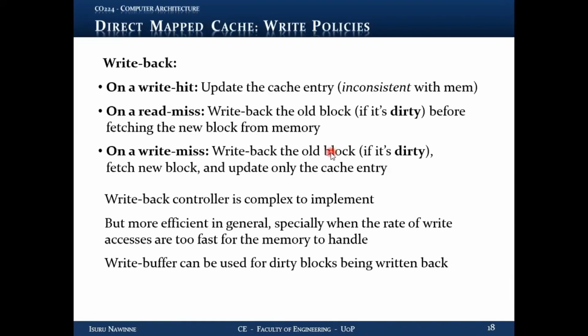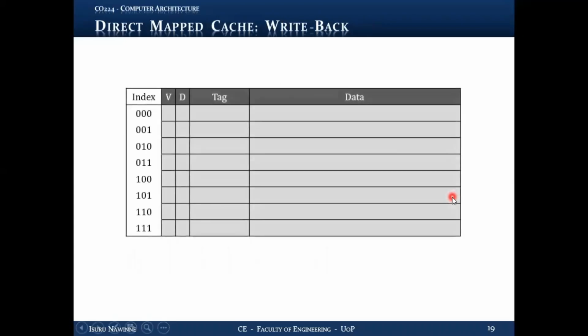Okay, so let's proceed. Now, if our cache controller is write back, if our cache controller uses the write back write policy, then the structure of our direct map cache has to look something like this. So in addition to the data, tag, and valid bit arrays, now we have this dirty bit array as well.